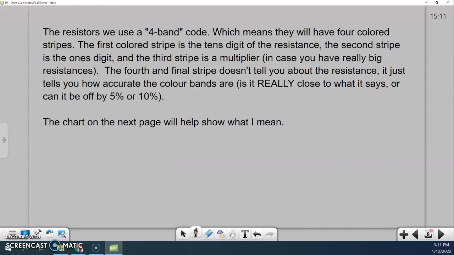All the resistors we have here use what's called a 4-band code. There are some resistors that use a 5-band code, so they have 5 colored stripes. We're only going to have 4, which is a little easier to read, usually used for smaller resistors. So this means, of course, 4 colored stripes.